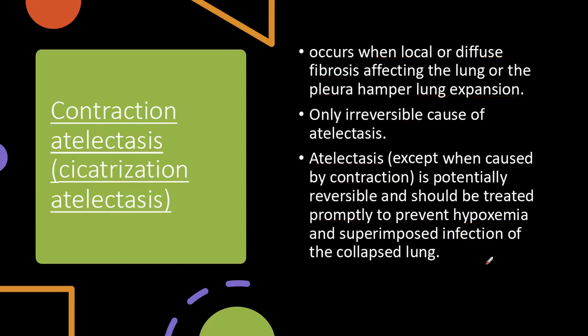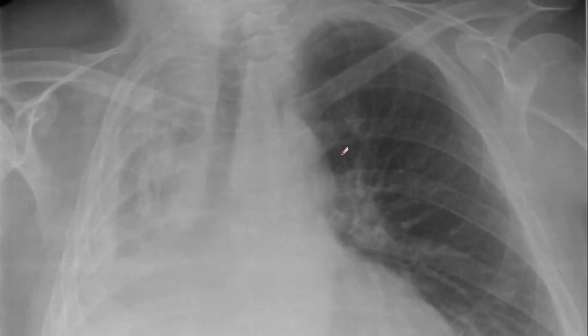I think we are done. It was that easy. You can see this: the left lung here is there, but the right lung isn't there. It's collapsed. So this is atelectasis, or lung collapse.